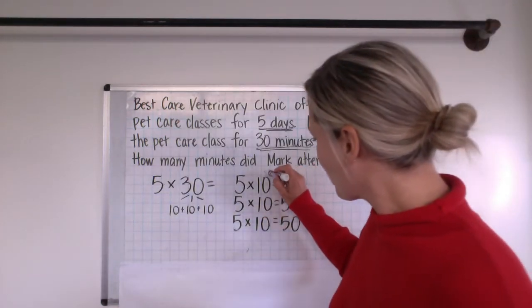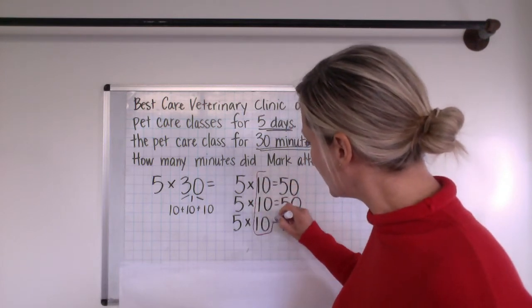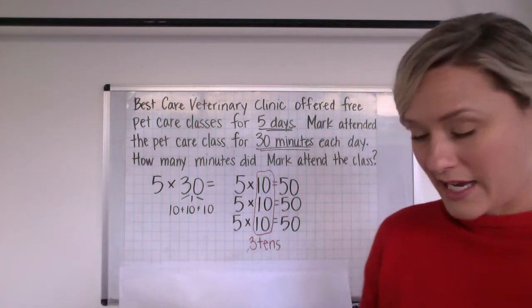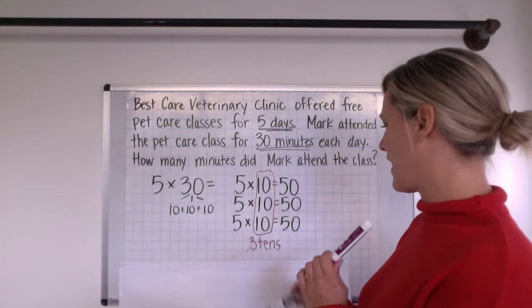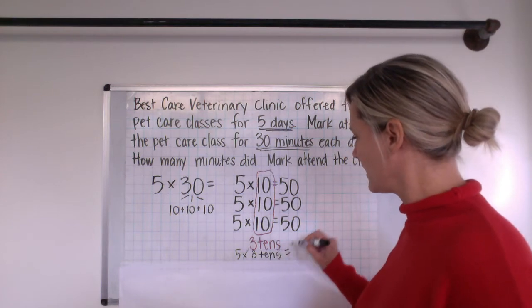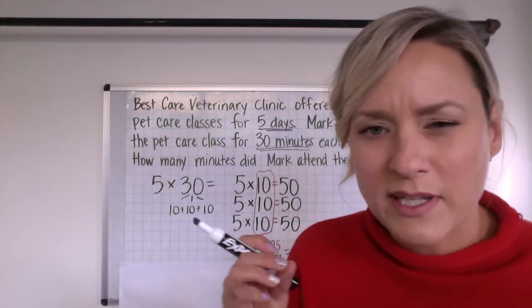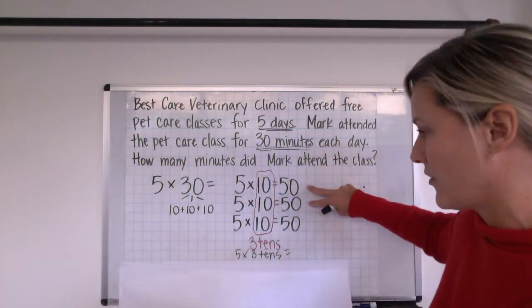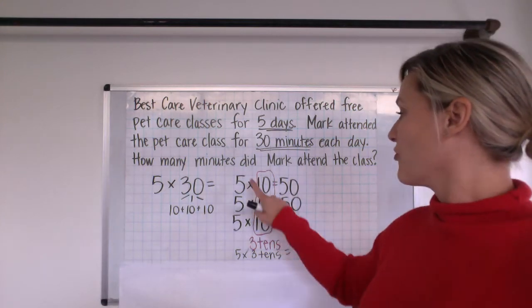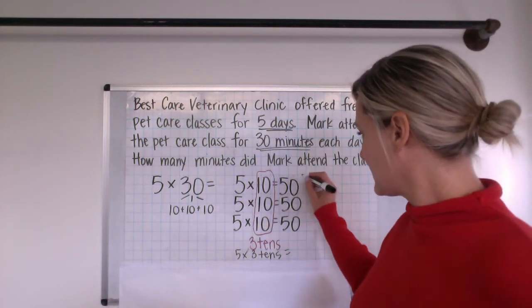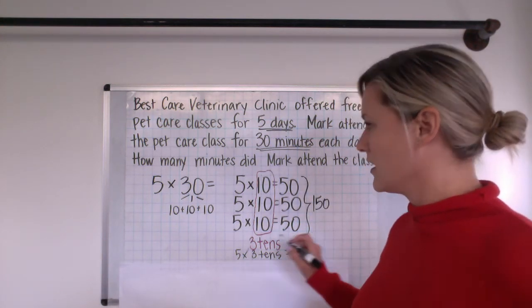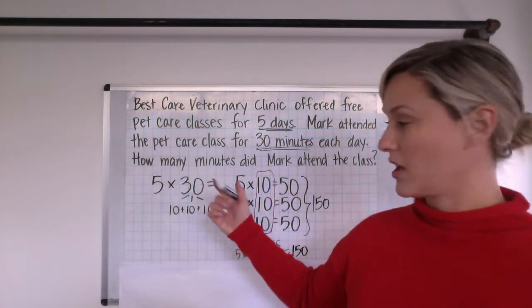I'm taking guesses. So our 30 is still right here because our 30 is worth 3 tens, right? So 5 times 3 tens would give us this right here. So 50 plus 50 plus 50. I'm guessing you probably know this is 100. 50 plus 50 is 100, plus another 50 is 150. So 5 times 3 tens is 150. So 5 times 30, also 150.